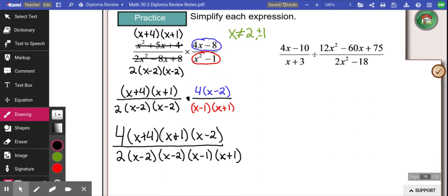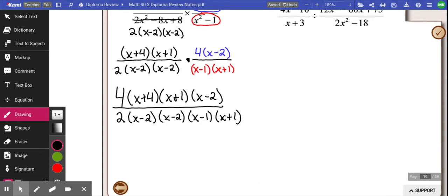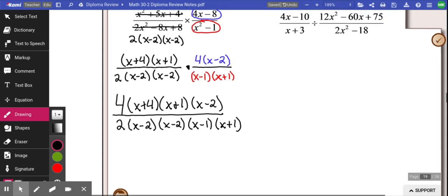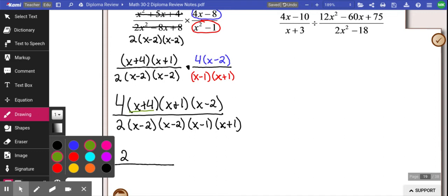At that point, you can now reduce it because you've written it as one fraction. When reducing it, monomials go together. 4 divided by 2 would leave me with a 2 on the top, a 1 on the bottom. You don't need to write that 1. X plus 4s can only cancel with other x plus 4s. There aren't any. So I put x plus 4 on the top. X plus 1 can only cancel with other x plus 1s. There is an x plus 1 on the bottom, so they cancel out.